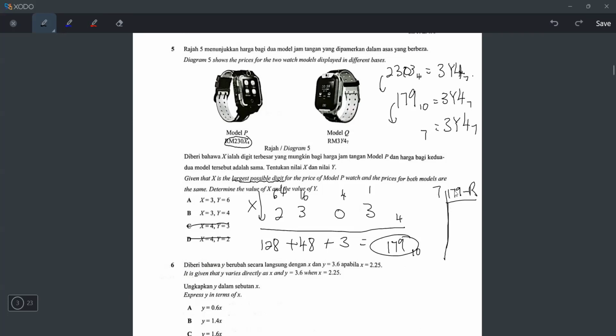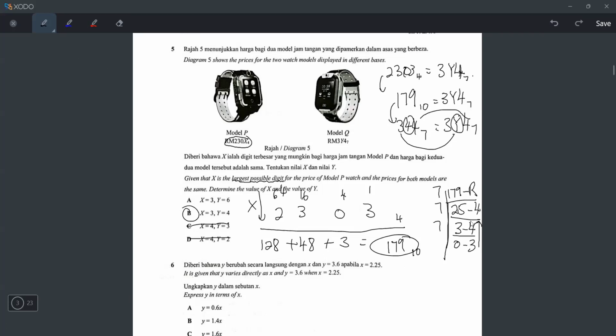So 7 times what is 17? I know 7 times 2 is 14. So 17 minus 14 is 3, 39. So 39, 7 times what is 39? 7 times 5 is 35, but I want 39, so the remainder is 4. And divide by 7 again. 7 times 3 is 21, so the remainder is 4 also, and then 7 times 0, and the remainder is 3. Reading from bottom to top, 3, 4, 4 is the answer. So 3, 4, 4 base 7. If you compare 3 and 3, 4 and 4, the y is equal to 4. So the answer is B.